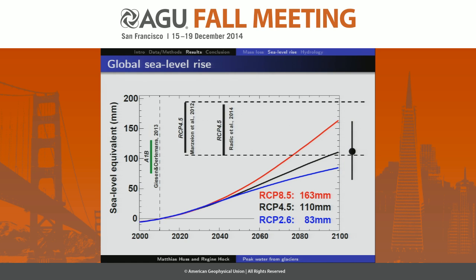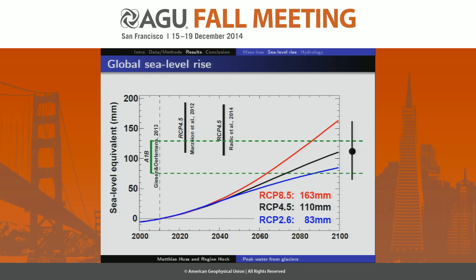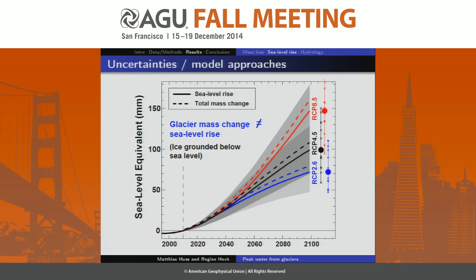How does this compare to previous studies? The results by Marzeion et al. and Radić et al. are a little bit higher, but the error bars overlap. The results by Giesen and Oerlemans 2013 are very similar to ours. So these 3 are the studies that were included in the present IPCC report. Let me look a little bit into uncertainties and the impact of model approaches on calculated sea level rise.